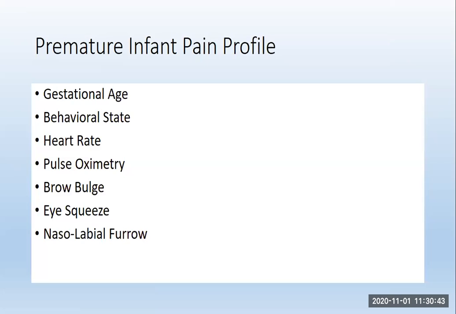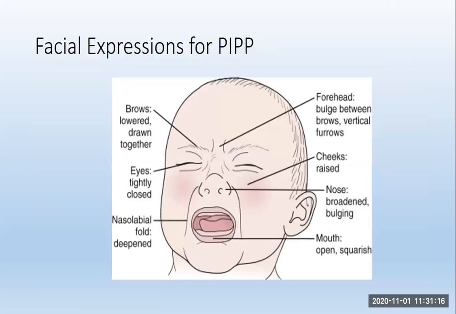And based on that, we sum up this score and calculate the total score. So before we go to how we score PIPP, you should understand what brow bulge is, what the behavioral state is, what eye squeeze is, and what nasolabial furrow is, because these are the terms which might complicate our assessment. Heart rate and pulse oximetry look straightforward. Gestational age is also straightforward. So we will learn about this in the next slide.